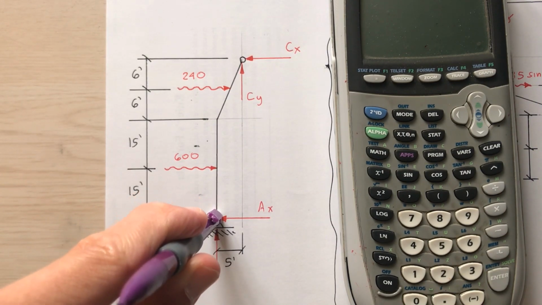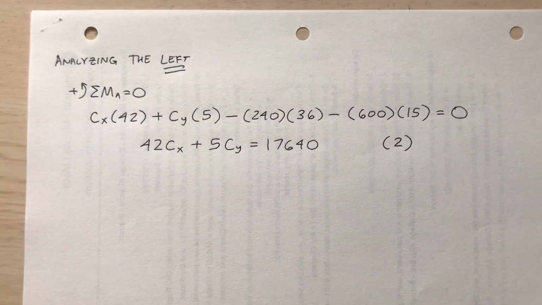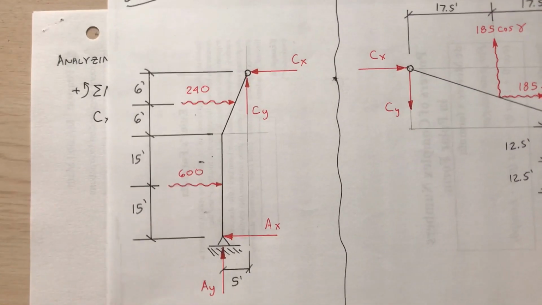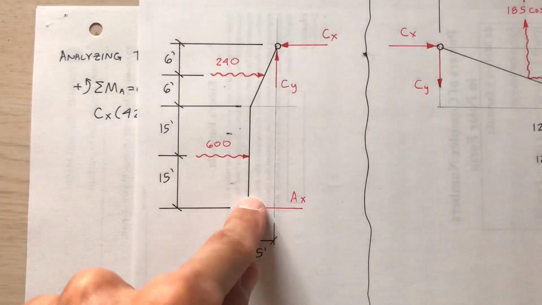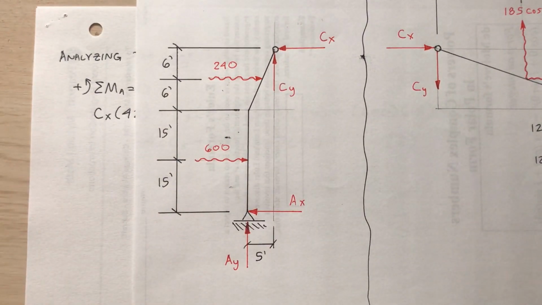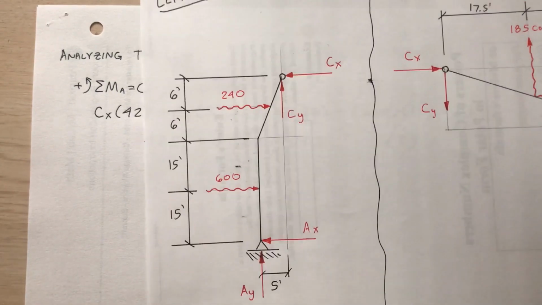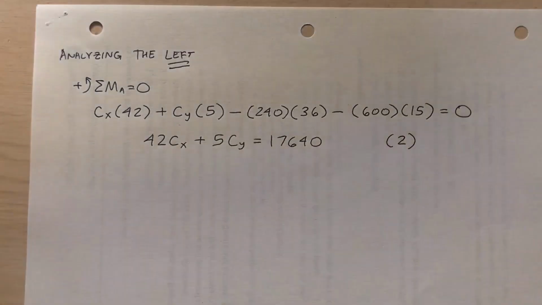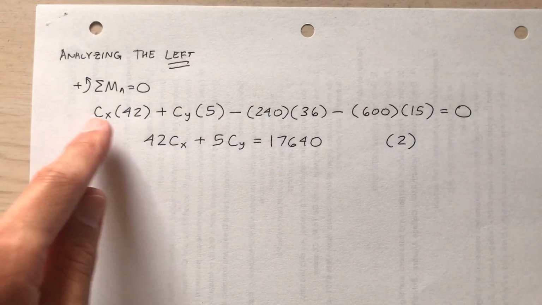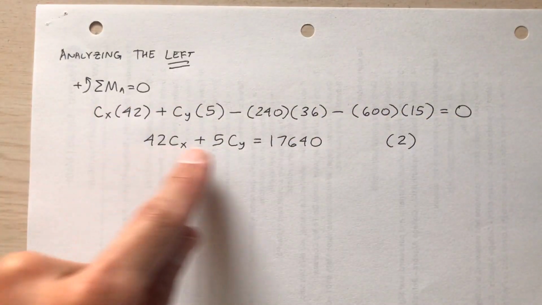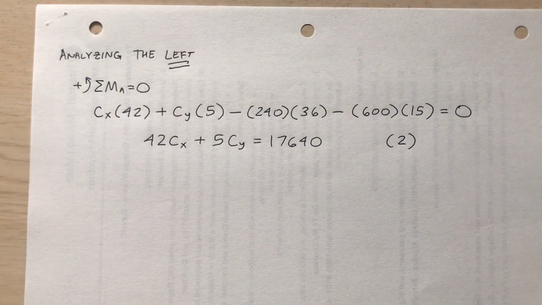You see, the sum of the moments about point A. And that's what I'm talking about. So analyzing the left, the sum of the moments about point A. Okay, just look at this portion. Pause the video and get a good look at this if you need to. When I take the sum of the moments about point A, I get this equation right here. Clean it up and you get what I call equation 2.